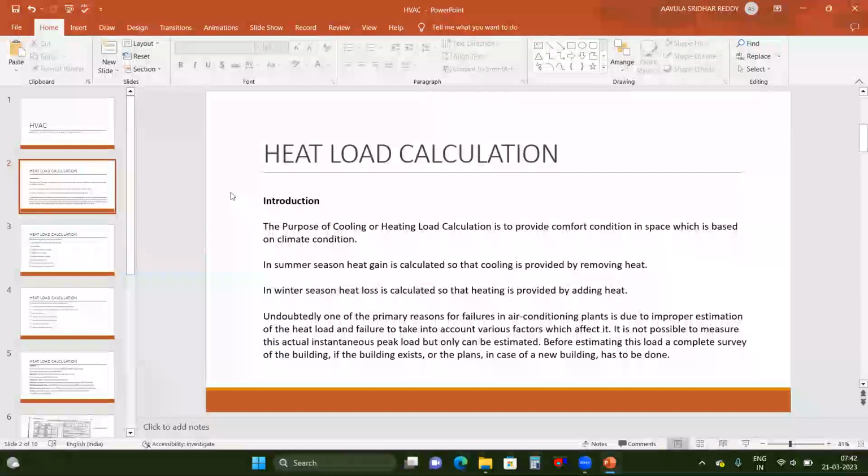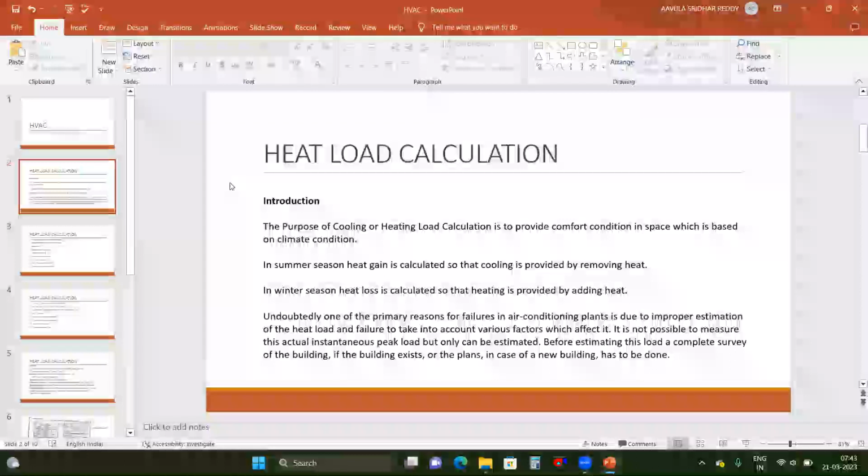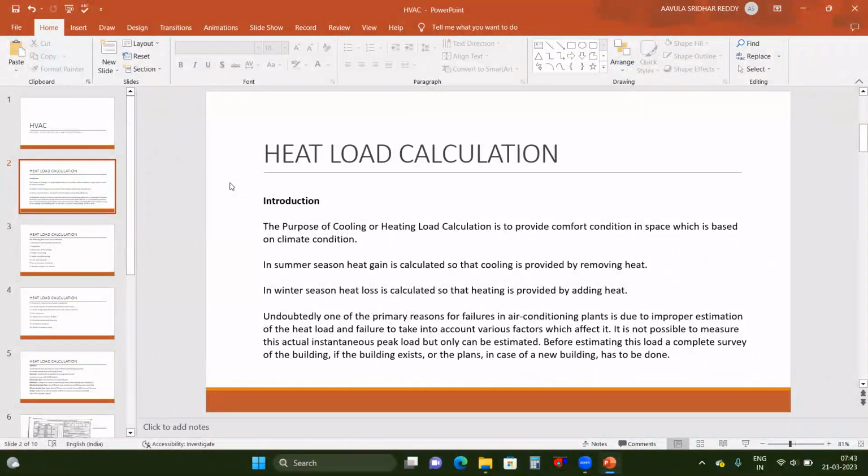In summer, we required cooling, but in winter, we have to do the heating to raise the temperature. Okay. So undoubtedly, one of the primary reasons for failures in air conditioning plants is improper estimation of heat load and failure to take into account various factors which affect it. So whenever you are doing heat load calculation, you need to thoroughly take all considerations.